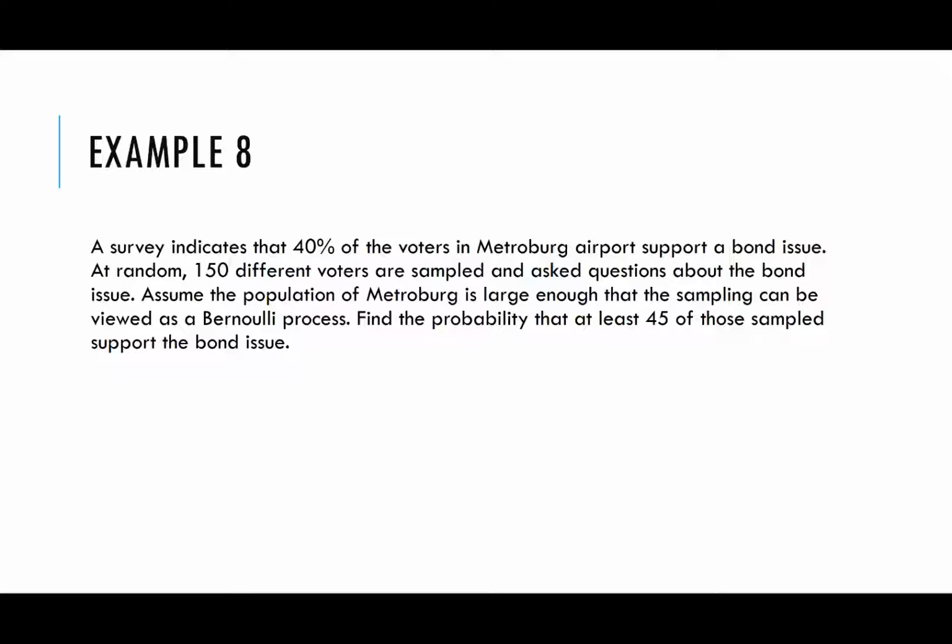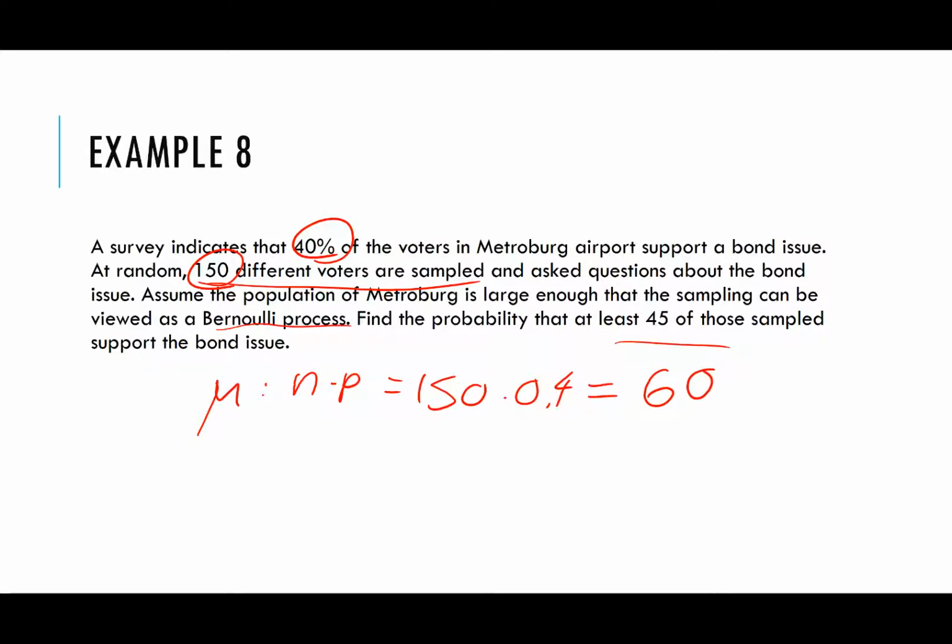A survey indicates 40% of the voters in Metroburg Airport support a bond issue. 150 people are sampled to ask questions. Let's find the probability that at least 45 people support the bond issue. This is again a Bernoulli process, so our mean is n times p, where our number of trials is 150 and our probability of success is 40%, so 0.4. So our mean is 60. 150 times 0.4 is 60.